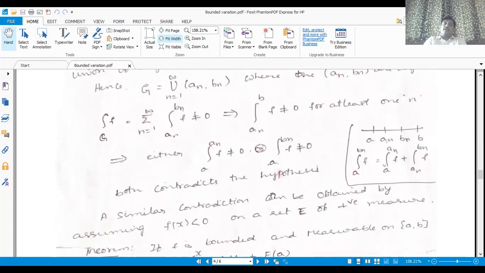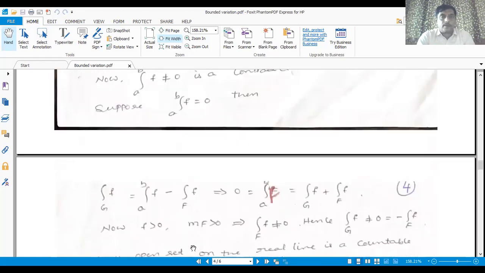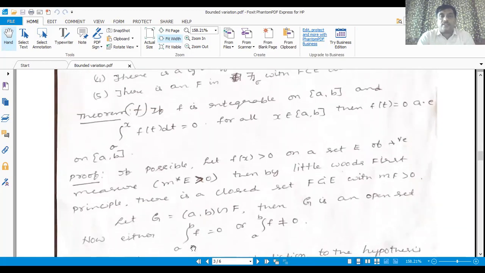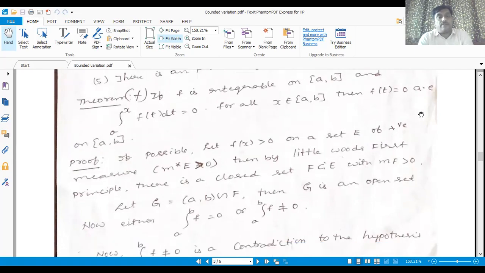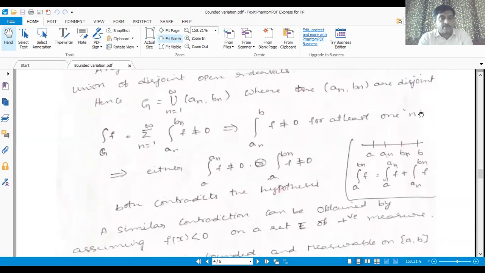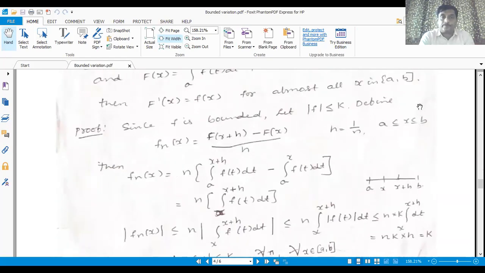Similarly, a contradiction can be derived if f of x is greater than 0 on a set of positive measure. This is the proof for: if f is integrable on the closed interval [a, b] and the integral from a to x of f(t) dt is equal to 0 for any x belonging to [a, b], then f(t) must be 0 almost everywhere on the interval (a, b).